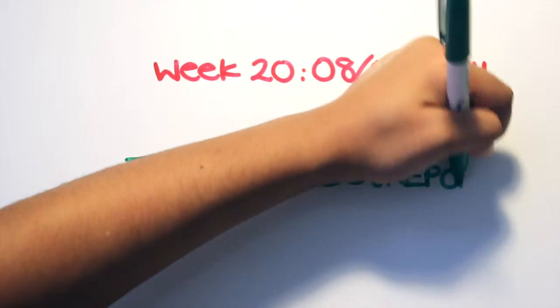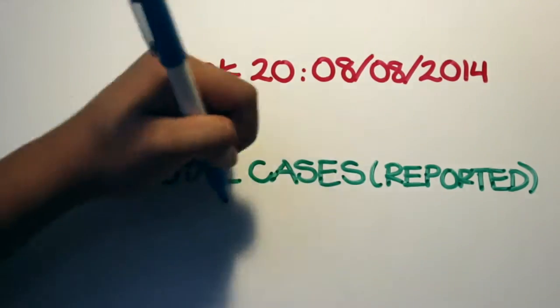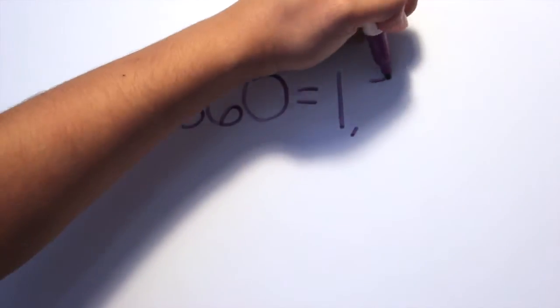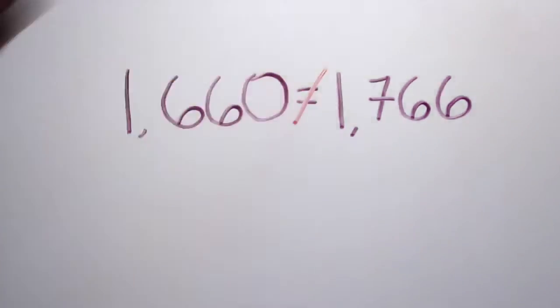Let's compare this to the actual Ebola case data from the World Health Organization. In week 20, August 8, 2014, the number of total Ebola cases was 1,766. But wait a second, these figures don't add up.